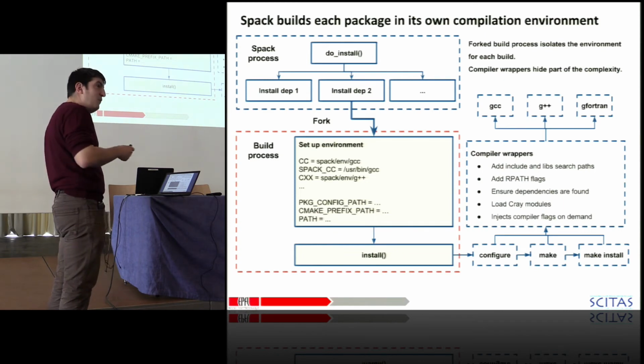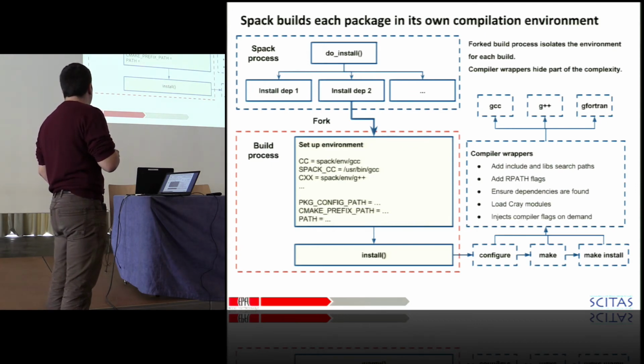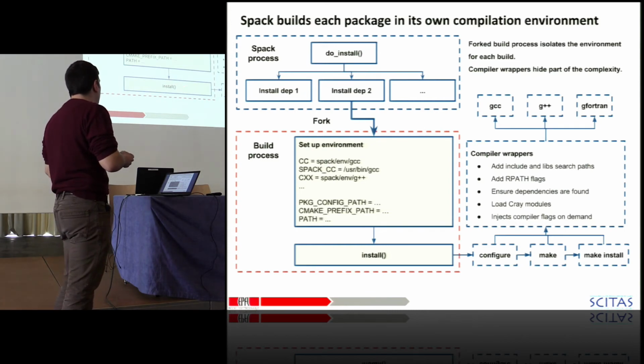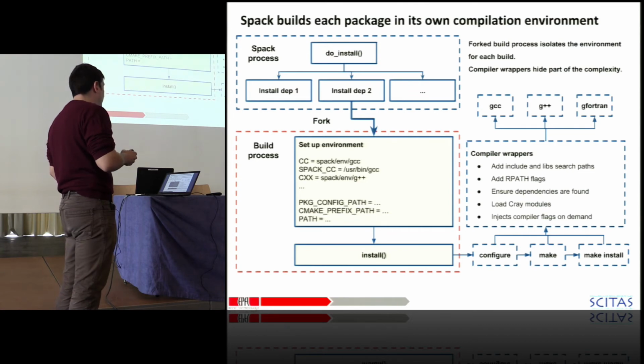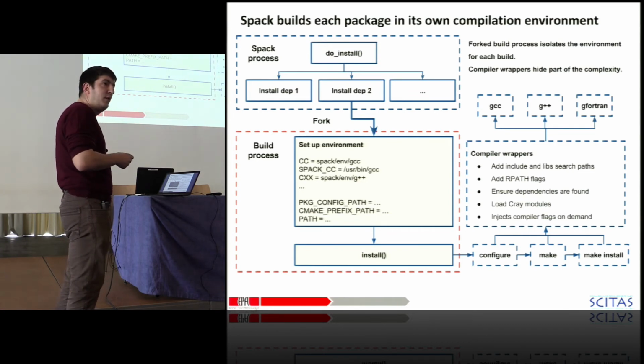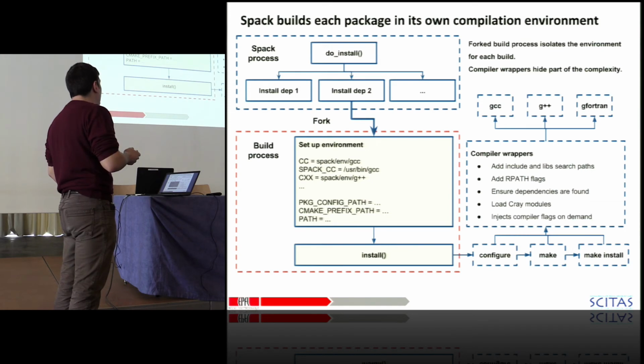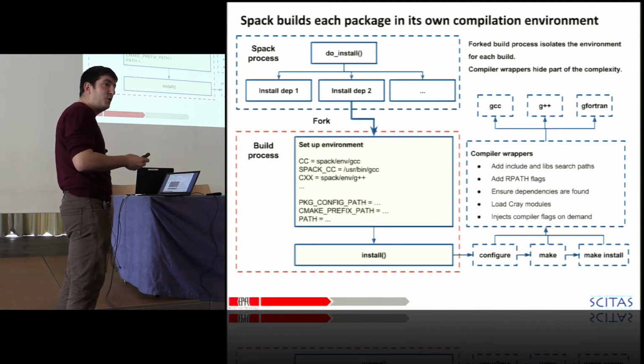When it comes to red, it's the package that implements callbacks to influence what's going on. So it sets up the environment to build this particular package, and it goes through the installation process, which for an AutoTools package could be just the configure, make, and make install. Each one of these stages won't call the compiler directly, but will call a compiler wrapper that will add search paths for headers and libraries, will add flags to add our path, and on Cray, it will ensure to load Cray modules. And it also injects compiler flags on demand if you specify them from the command line.